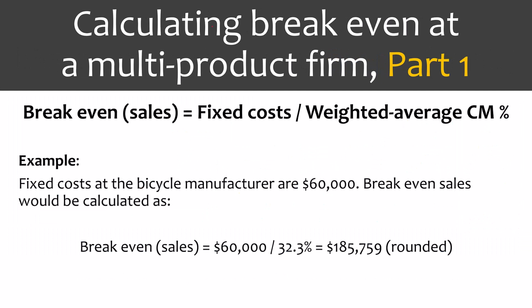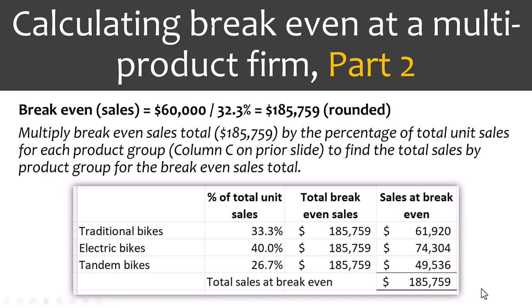So let's continue with our bicycle manufacturer. Let's say the fixed costs at the bicycle manufacturer are $60,000. To calculate break-even sales, we would take the $60,000, which is the fixed costs, and divide by the weighted average contribution margin ratio of 32.3%, and we would get approximately $185,759.